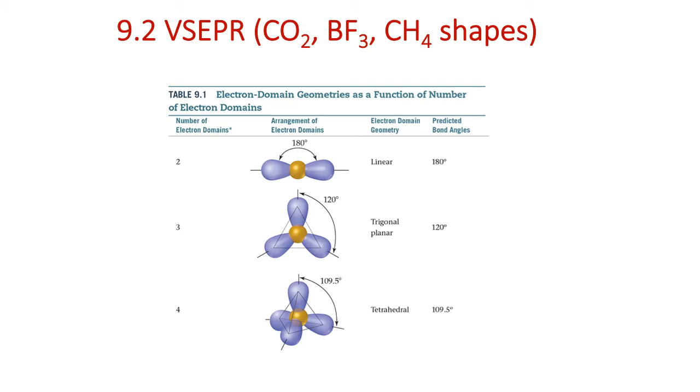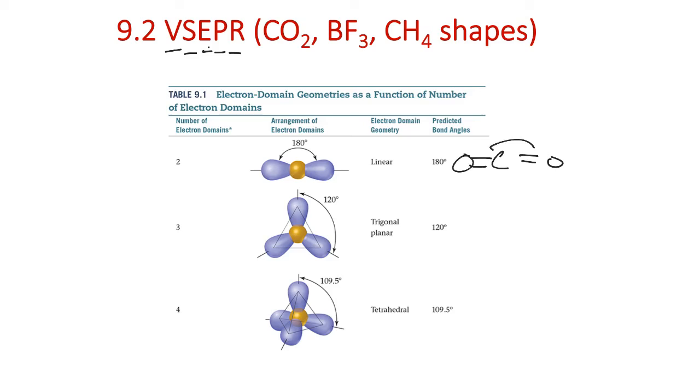Okay, so if we review some of the ideas of VSEPR, the valence shell: the valence shell, the outermost electrons, those are the electrons that repel the most. The valence shell electron pair repulsion model says the outer valence electrons repel each other, giving molecules their shape. If we have two total domains and they're bonding, this would be the case of something like CO2, going perfectly linear in its bond angle.